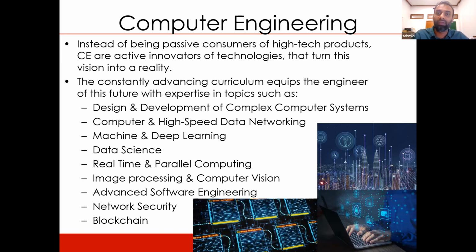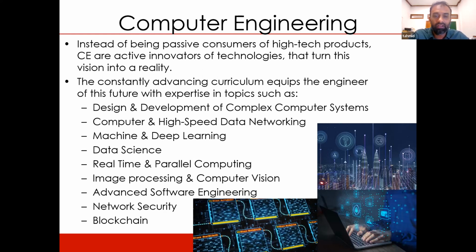So we are not making you learn, we're making you experts on how to learn, because the field is changing so quickly. And so some of the areas that are involved: design and development of complex computer systems, from the smallest scale to the largest scale. Computer and high-speed data networks is part of computer engineering. Machine learning, deep learning, data science aspects. These are all aspects of artificial intelligence, which is a cutting-edge field that is affecting many, many parts of our life. And some of it you might know, some of it you might not know.